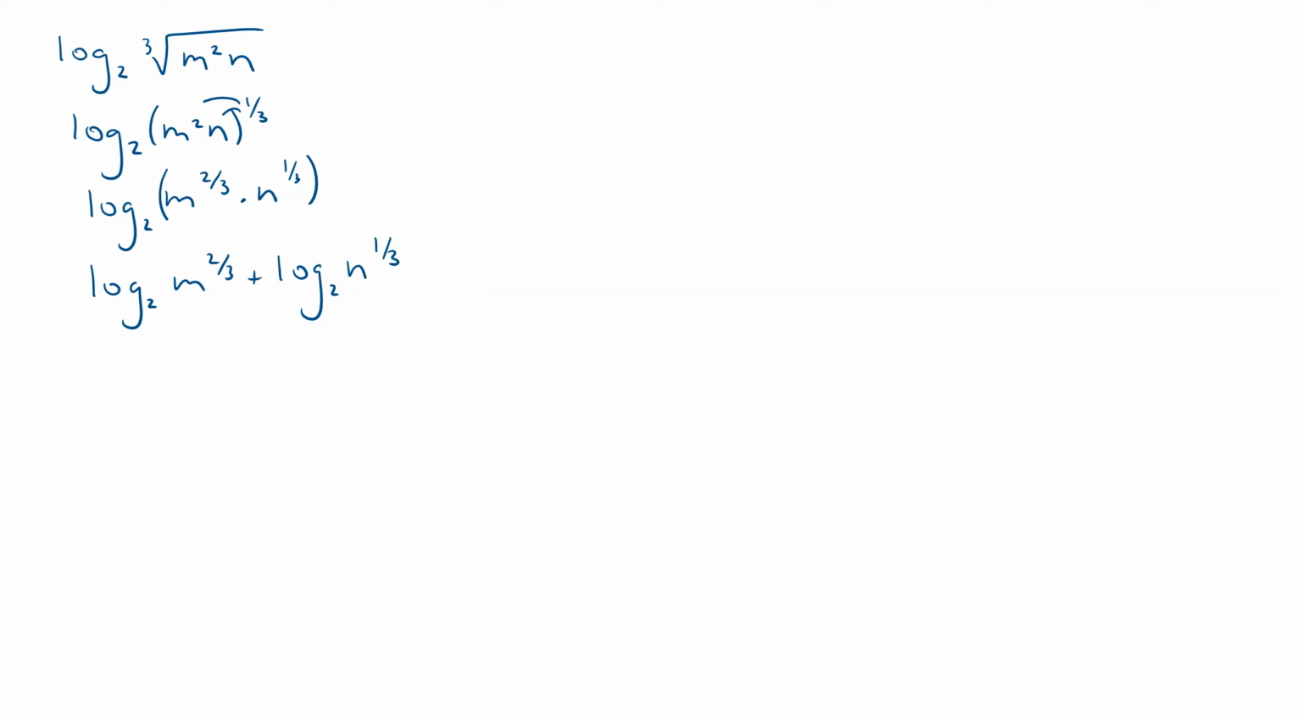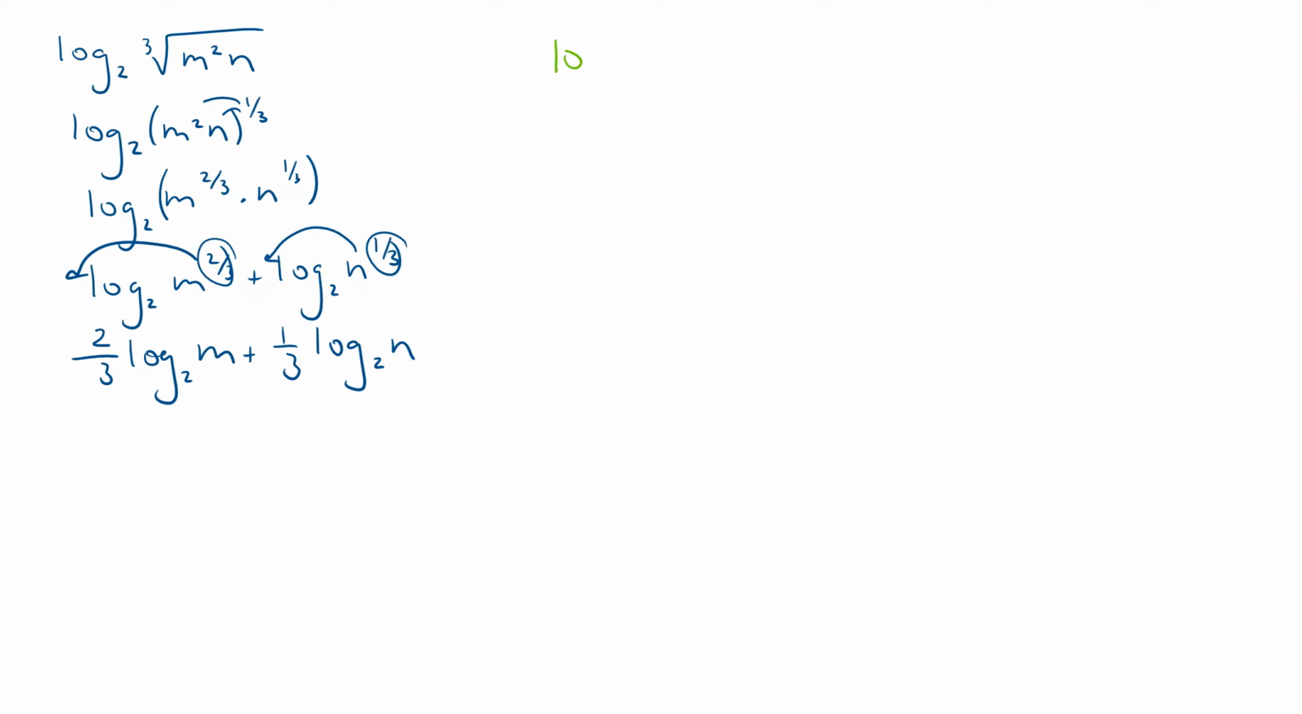And for this problem, let's say that they didn't want any exponents in the answer, so all the froggies have to jump off the loggies. You end up with 2/3 log base 2 of m plus 1/3 log base 2 of n.